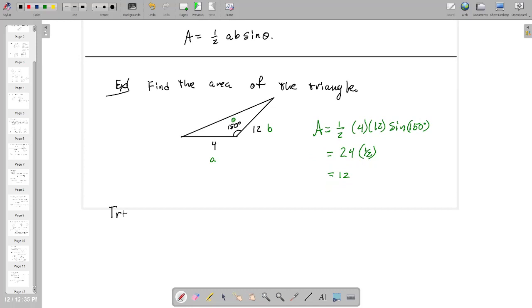Go ahead and try one on the accompanying worksheet. Find the area of the triangle. You're just going to use the same formula.